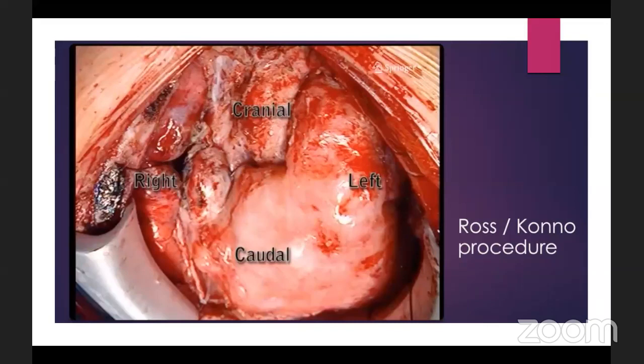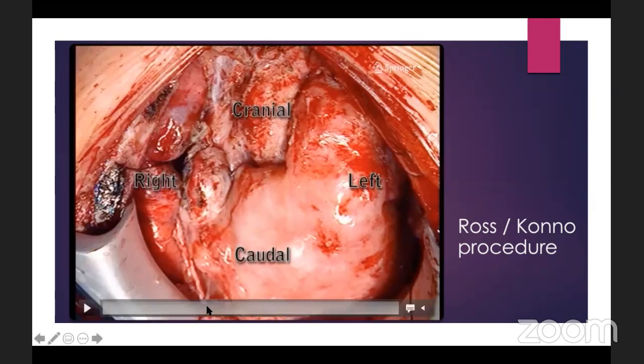Okay, as opposed to that last case, in this case you can see the discrepancy between the pulmonary root and the aorta, almost 3 times the size, and that's because the aorta and subaortic area is somewhat hypoplastic. And this case will be a Ross Konno operation to address the valvular and subvalvular areas.